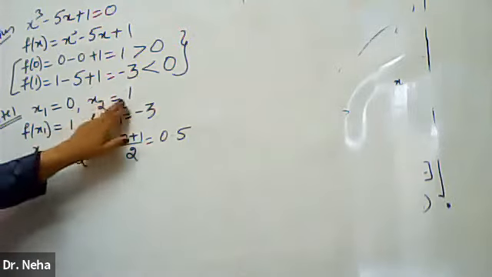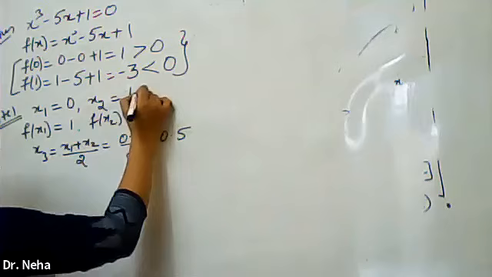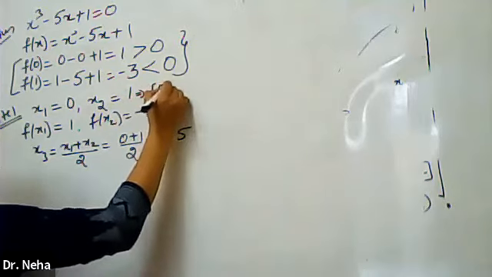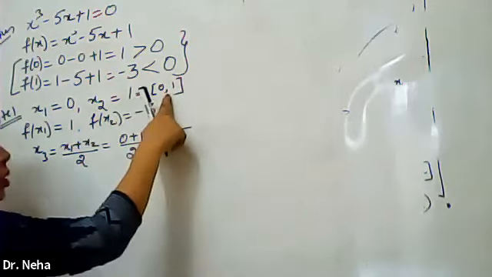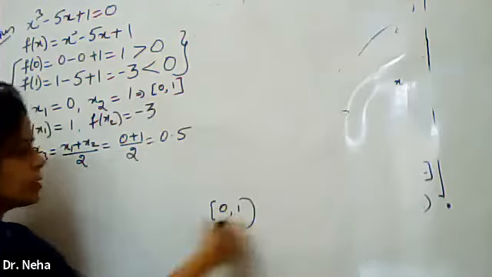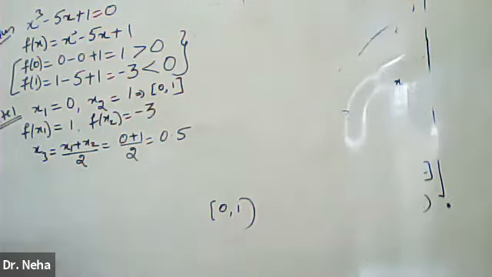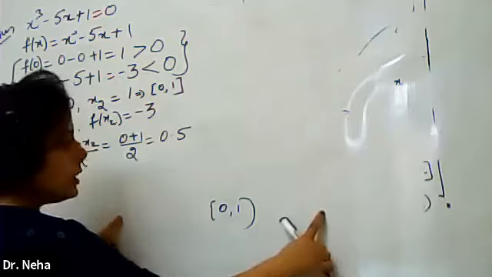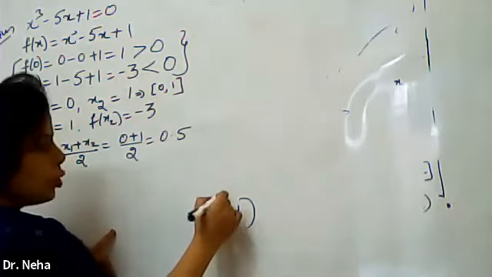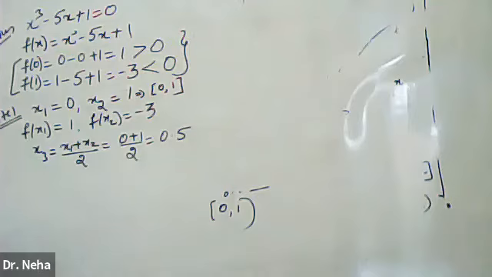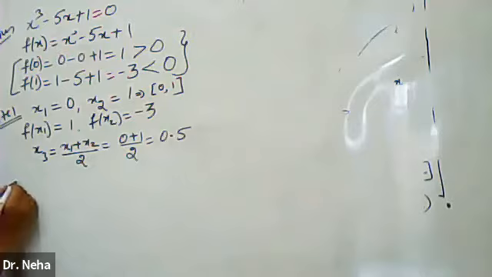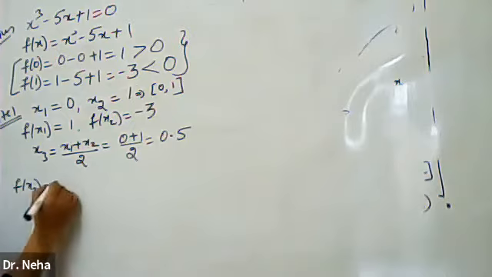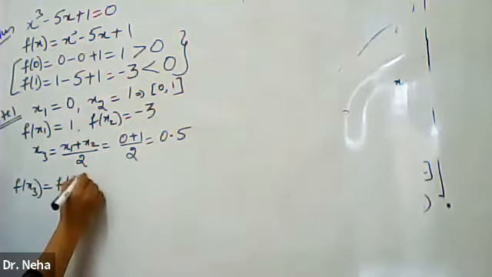Now, one more thing. We have started with the interval 0, 1. This is our interval actually. You can write in this form 0, 1. Clear? Your final answer will be in between 0 and 1. Remember this thing. Your final answer will not go outside this range. 0 point something will be your answer. Clear? Okay. So our x3 is 0.5. Next step is to find fx3, the function at the point x3. That means function at the point 0.5.